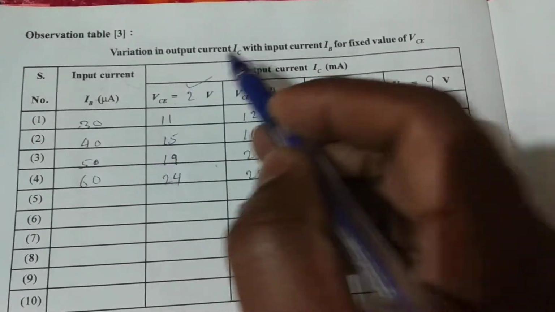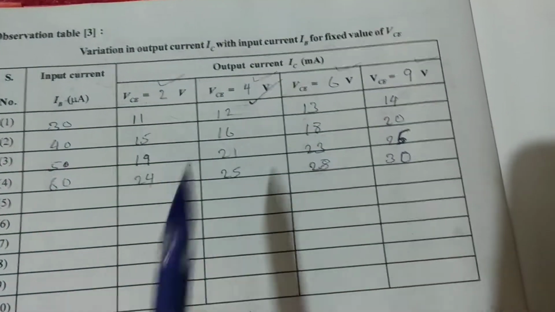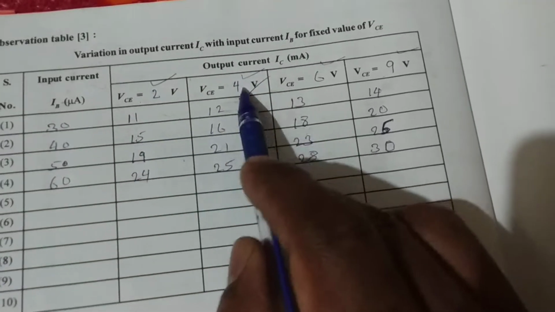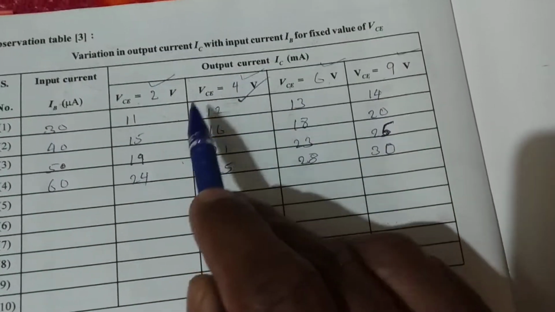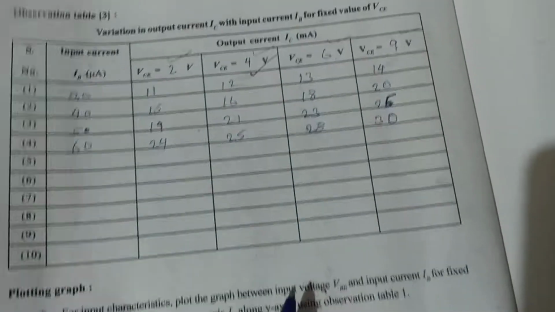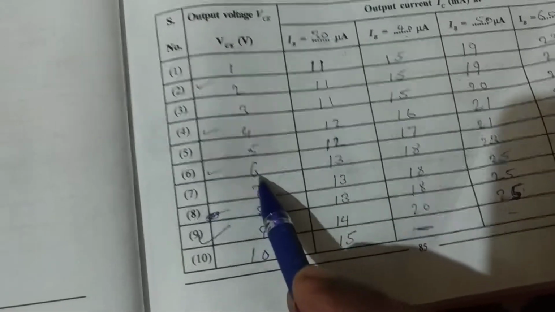So VCE is 2, 4, 6, 9. You have written around 10 values of VCE there, so any 4 values of VCE we have to select from table number 2. I am selecting 2, 4, 6, 9. So this is the VCE from table number 2: 2, 4, 6, 9.